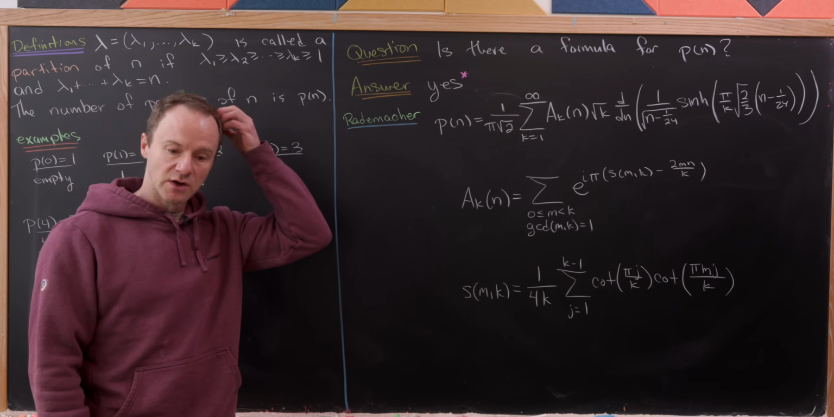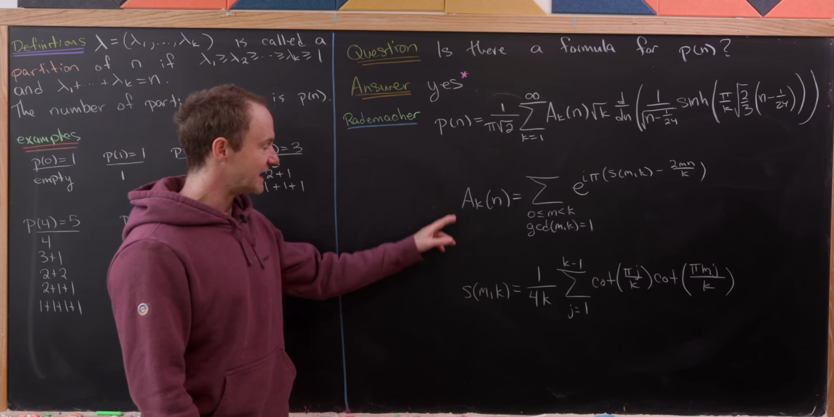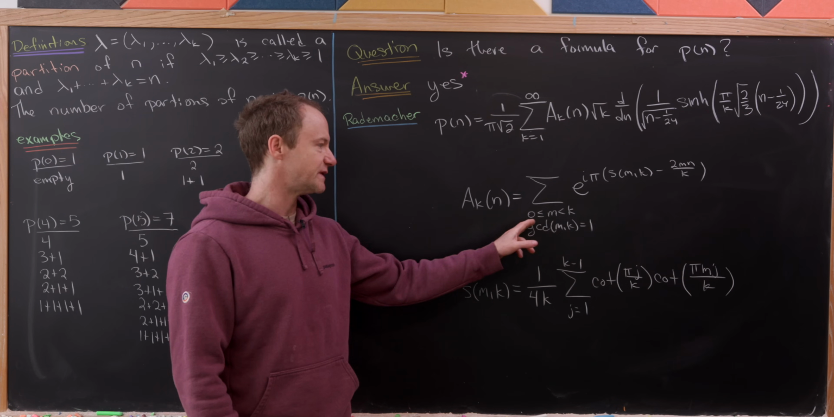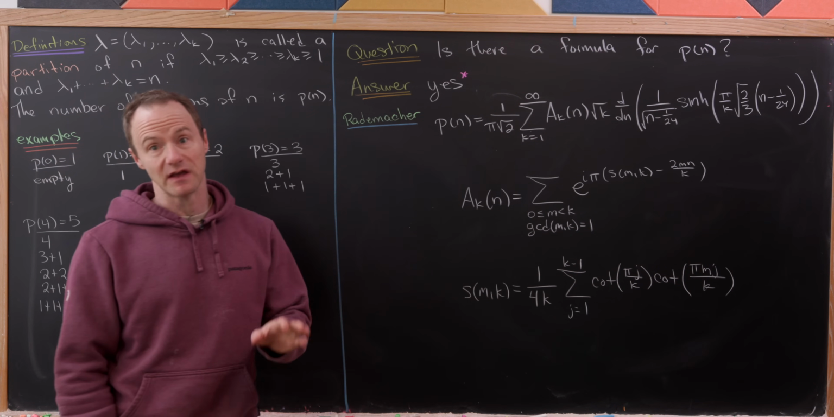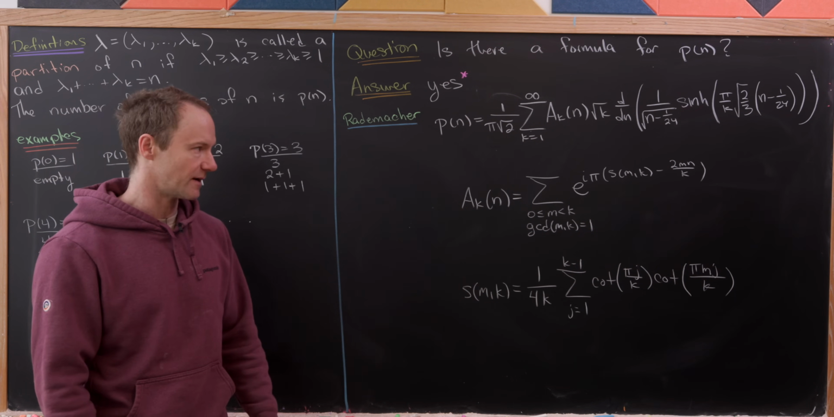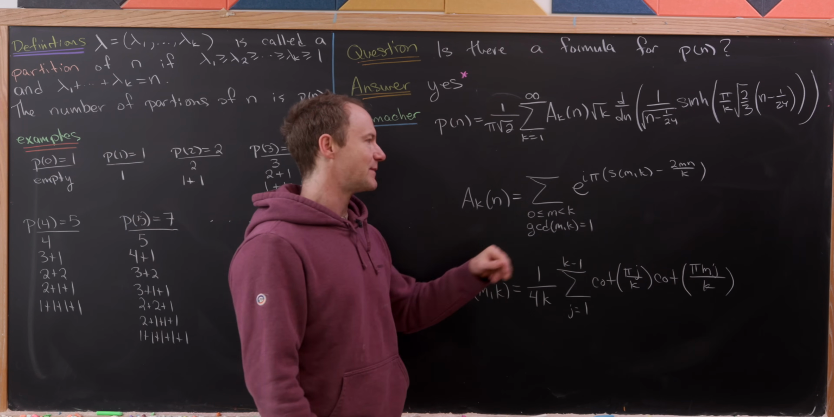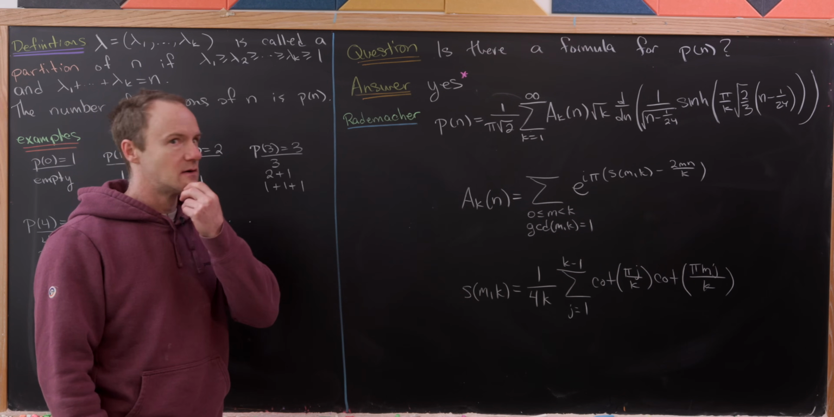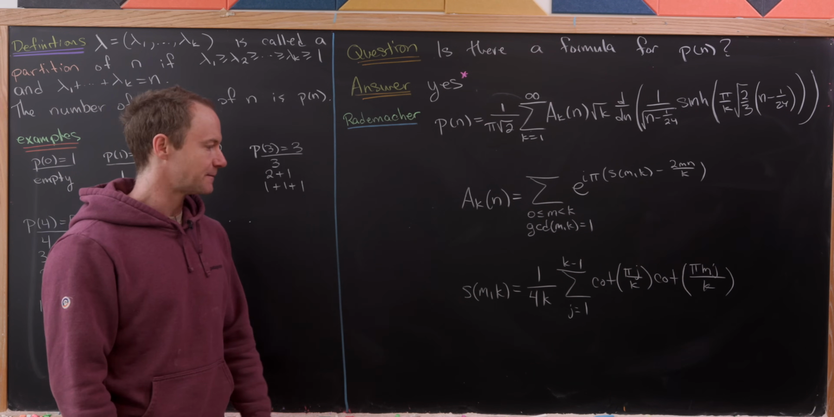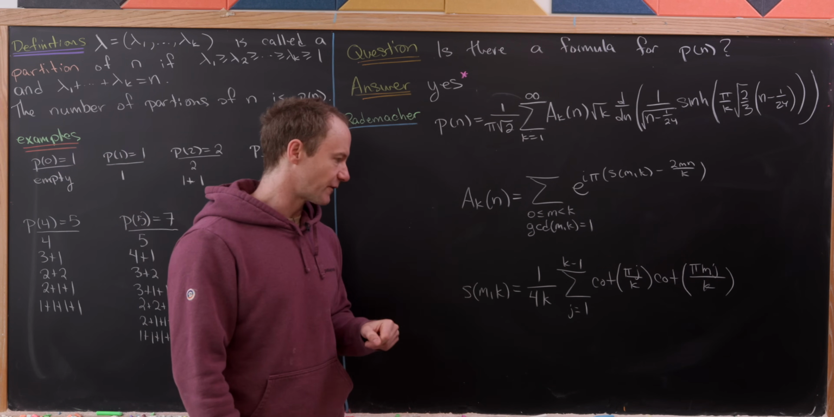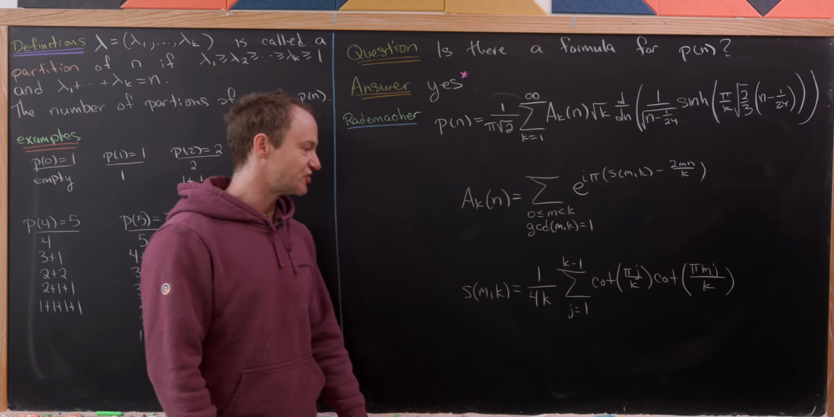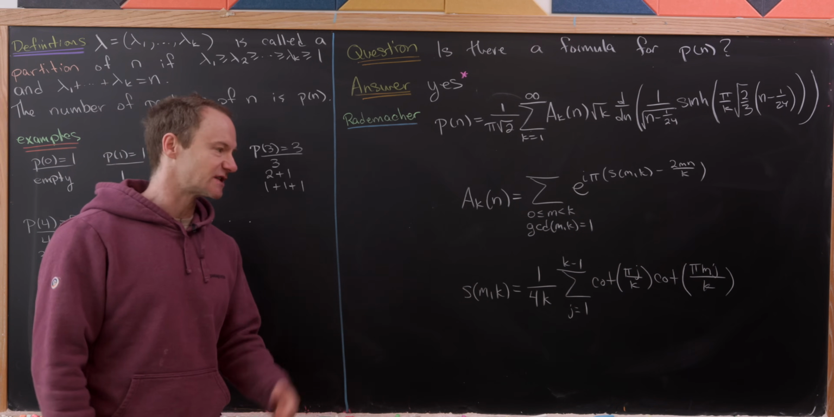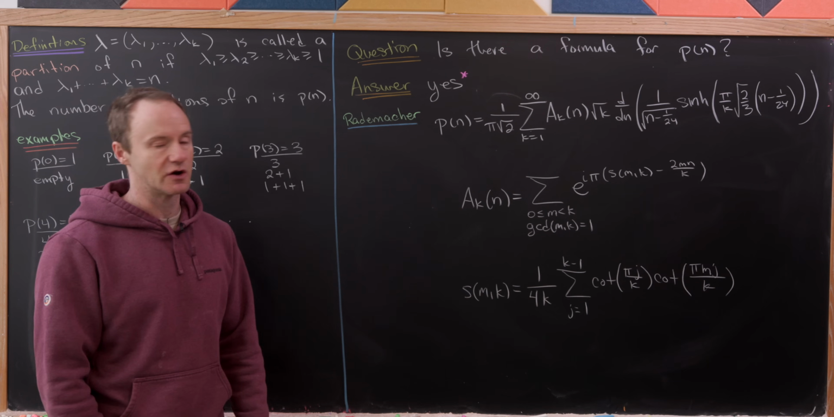But notice that we have to define A sub k of n, and it's defined like this. So it's going to be the sum over all m between 0 and k, where the GCD of m with k is 1, so they're relatively prime. And then we've got e to the i pi s of m,k minus 2mn over k. But then we need to define s of m,k. So s of m,k is 1 over 4k, and then the sum as j goes from 0 to k minus 1 of the cotangent of pi j over k times the cotangent of pi m j over k.